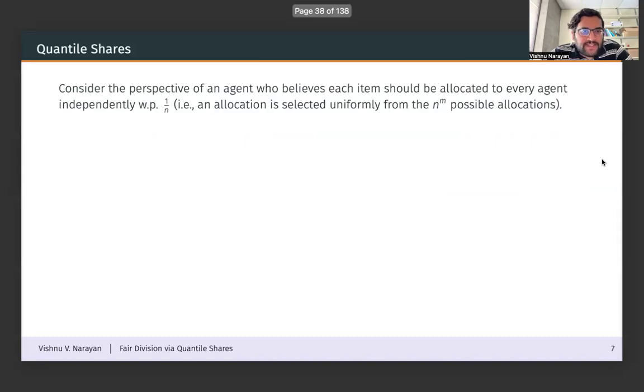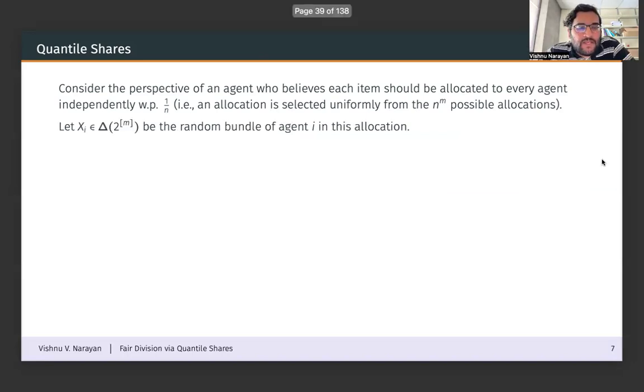It all revolves around one sentence, which is: consider the perspective of an agent who believes that each item should be allocated to every agent independently with probability 1 over n. Equivalently, an allocation is selected uniformly from the n to the m possible allocations. So let Xi be the random bundle of agent i in this allocation. You may be able to see where this is going. We're going to compare any deterministic allocation with this standard random allocation to decide whether it is fair.